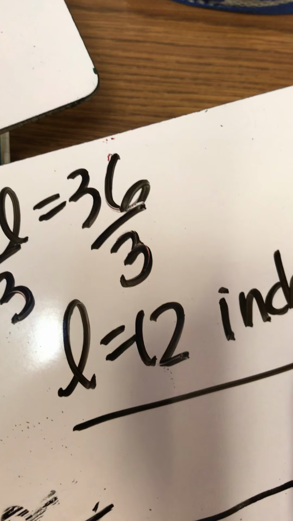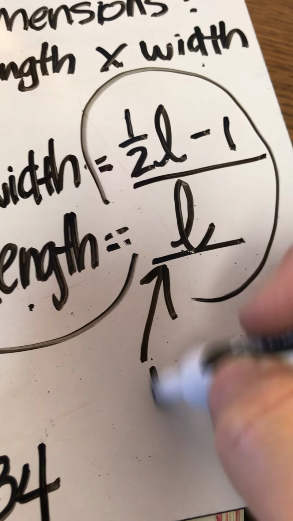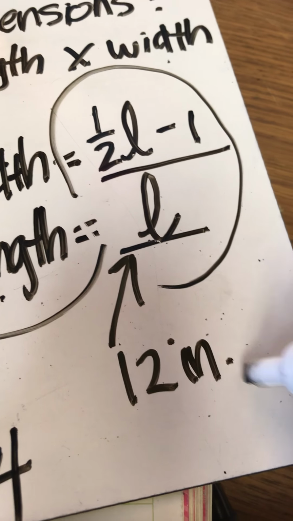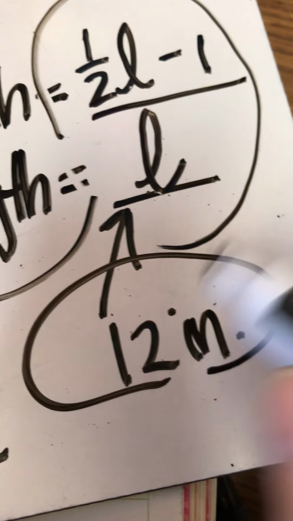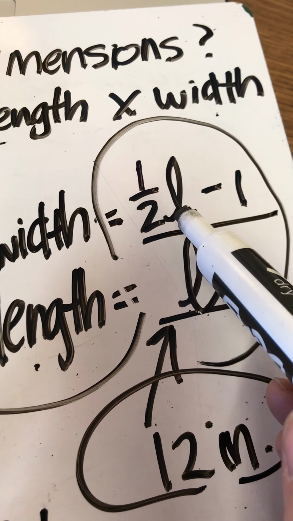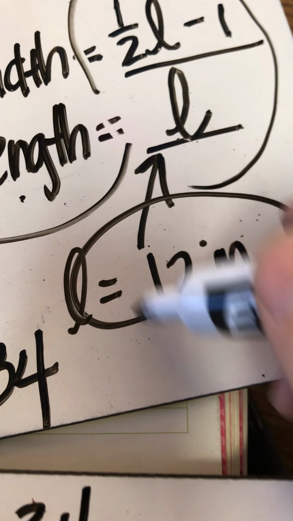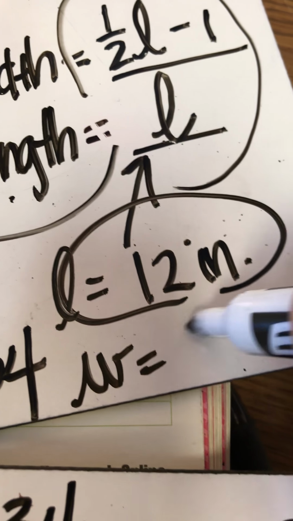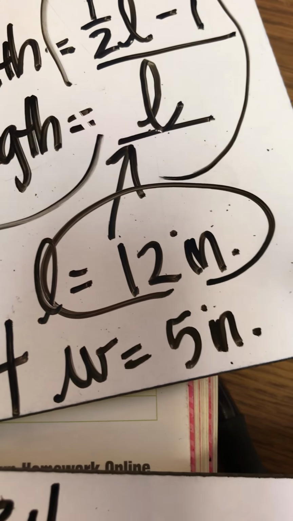So we just figured out that the length is 12 inches. Then what's the width? Half of 12 is 6, and 6 minus 1 is 5. So our length equals 12 inches and our width equals 5 inches. We just found the dimensions.